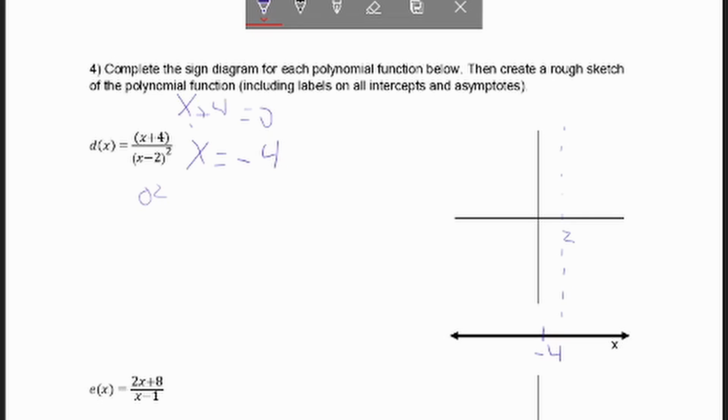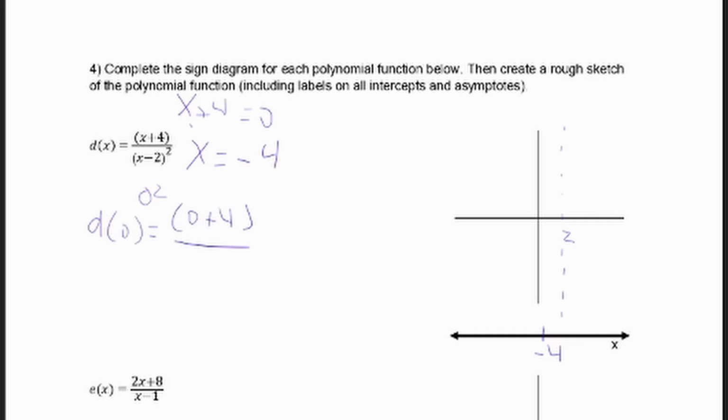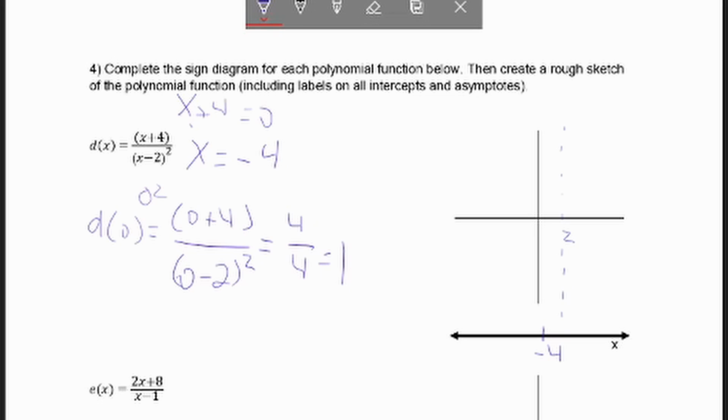The other thing we can do is find out where our y-intercept is by plugging 0 into both of these terms. So let's do that first. At d of 0, we'll have 0 plus 4 over 0 minus 2 squared. The reason we do this is so that we get a better picture of what this graph will look like. So this will be 4 over negative 2, but then we're squaring it, so that'll be positive 4. So this will equal 1. So we know that at x equals 0, y will be 1, and we can annotate that as (0, 1).